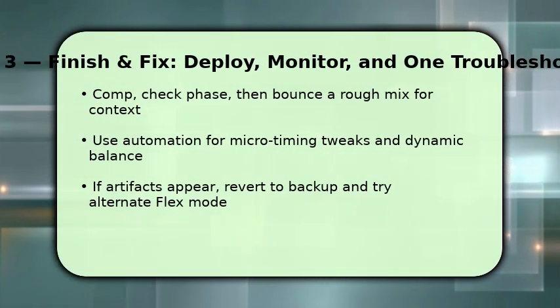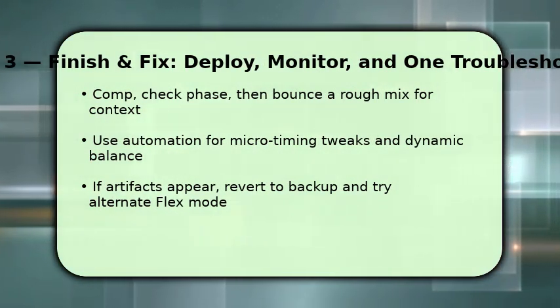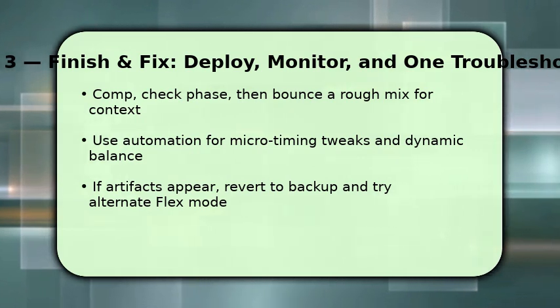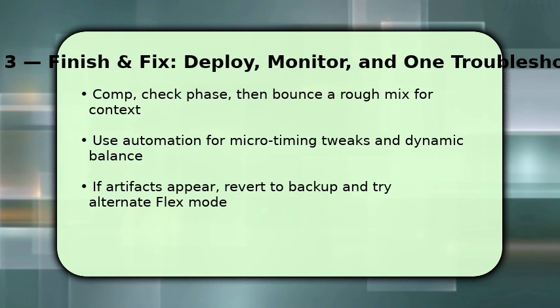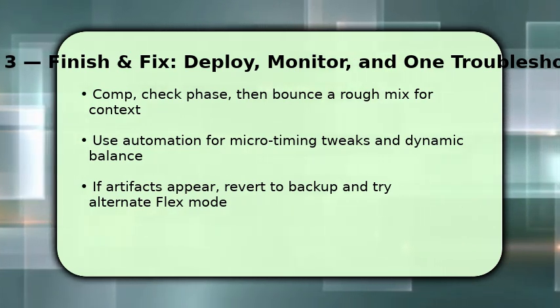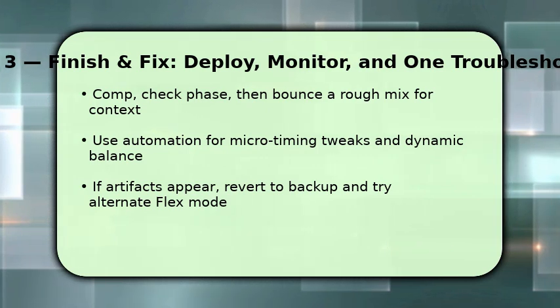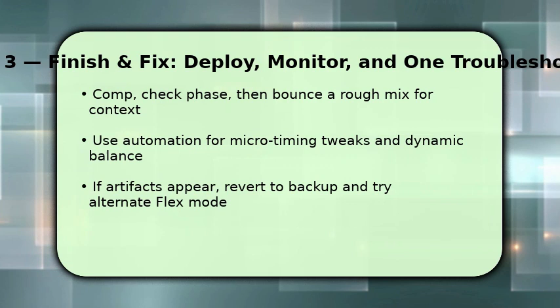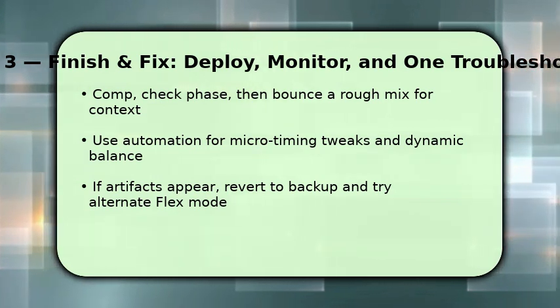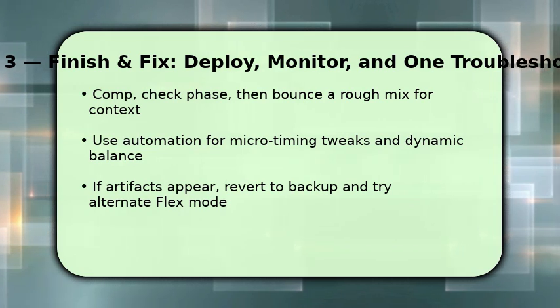Finish by building a final comp from your edits and listen in mix context. You must check phase and level relationships before committing. Use region and track automation to adjust timing nuances and dynamic emphasis, because tiny fades and delays can restore natural feel. If you hear glitches or warbling, revert to the duplicated backup and switch flex mode or reduce edit magnitude.